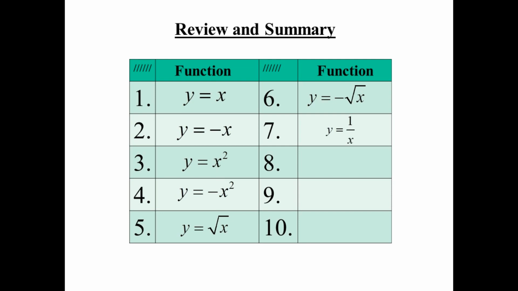Y equals 1 over x. This is the single graph in 2 branches, in the top right and bottom left quadrants. So we can bring that to mind. It's got asymptotes at the axes. Y equals negative 1 over x. Same thing, except the branches are in the top left and bottom right. Y equals the absolute value of x is the big V. And y equals negative the absolute value of x is that big V upside down.